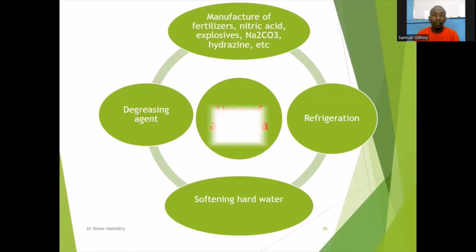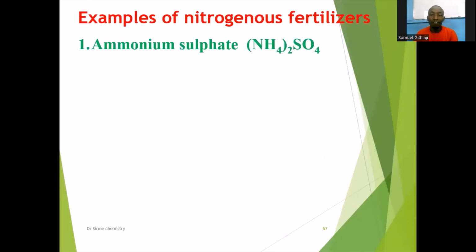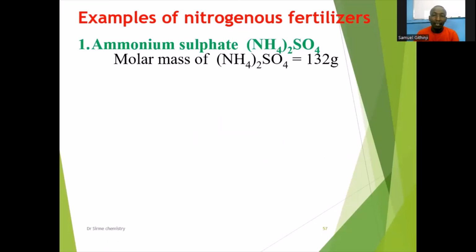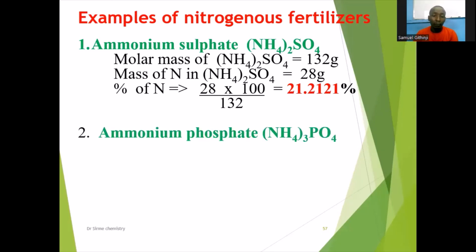Moving on, examples of nitrogenous fertilizers. Ammonium sulfate. You can see the formula, the molar mass. You can see the content mass of nitrogen in 1 mole of the fertilizer. The calculation of percentage nitrogen, you can see 21.2121% there.